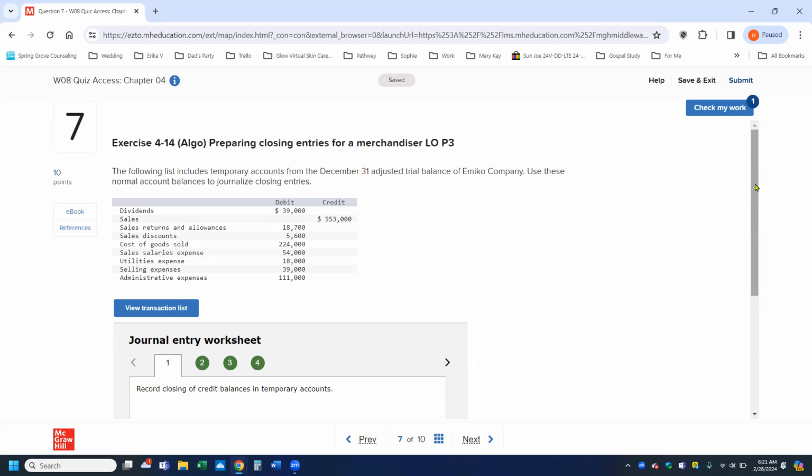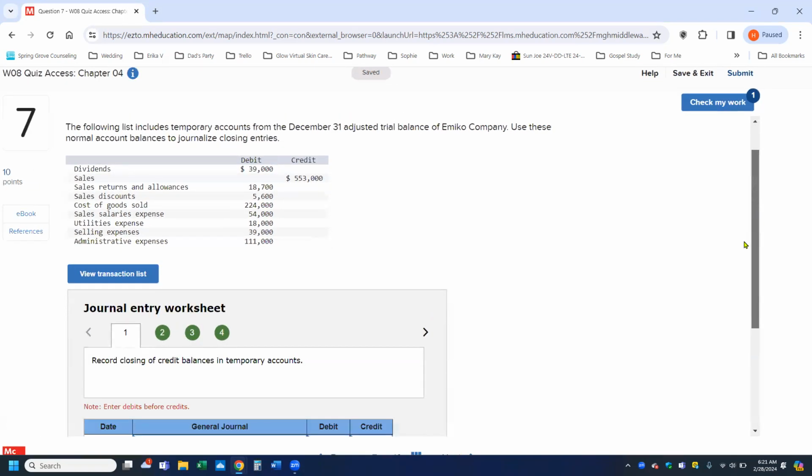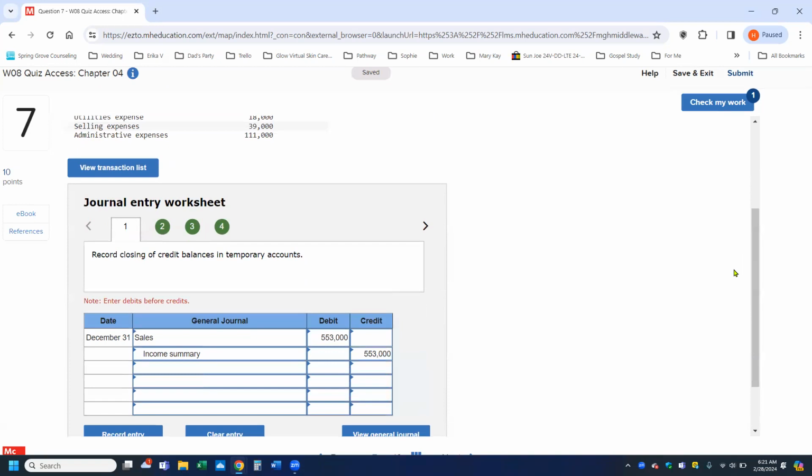We're going to take the single revenue account, the only credit account, and we will close it out to the income summary. Now it's normally a credit balance. We change it to a debit balance, and the income summary takes the credit balance.